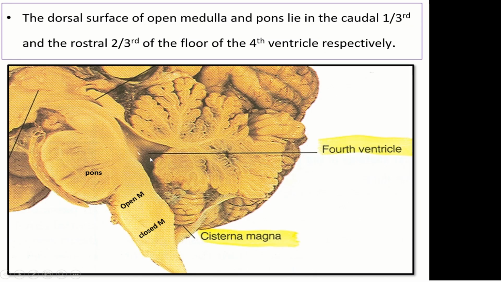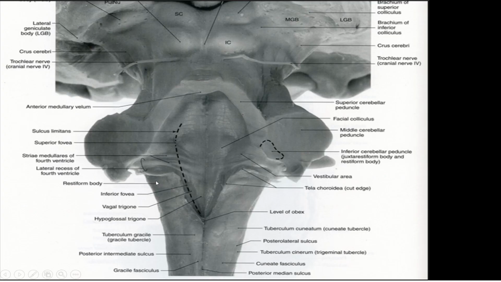You can see here, this is the sagittal section of the fourth ventricle. This is the roof and this is the floor. Almost the upper two-thirds of the floor is formed by the dorsal surface of the pons, whereas the lower one-third is formed by the open part of the medulla. Here also you can see this line which represents the sulcus limitans. The fourth ventricle is a separate class where we will see all its features.